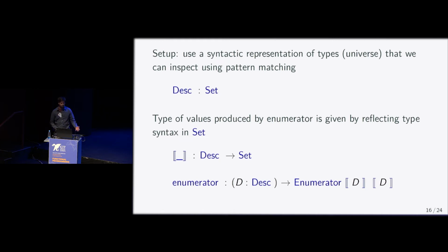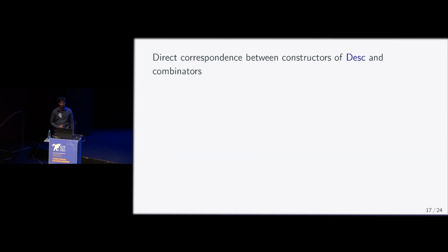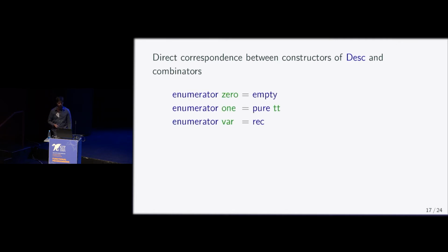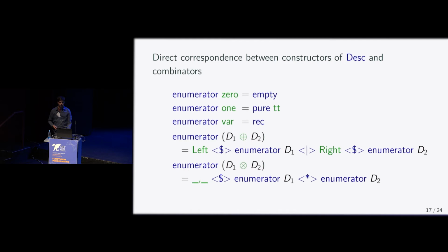And then once we have this setup fleshed out, the generic enumerator is a very direct correspondence between the different constructors of this universe of types and the different combinators that I'll just show you. So for unit, empty, and recursion, it's just a direct mapping. And for sums and products, it's also very straightforward. Please don't try to parse this, but try to appreciate the visual correspondence that hopefully is clear.